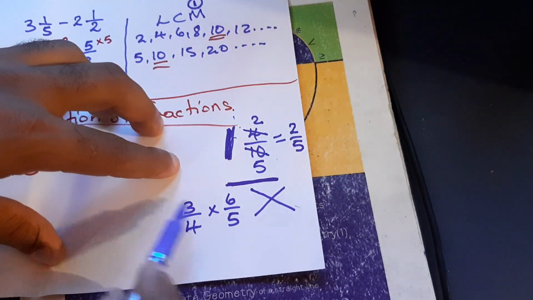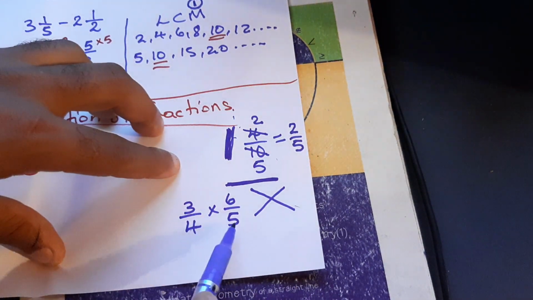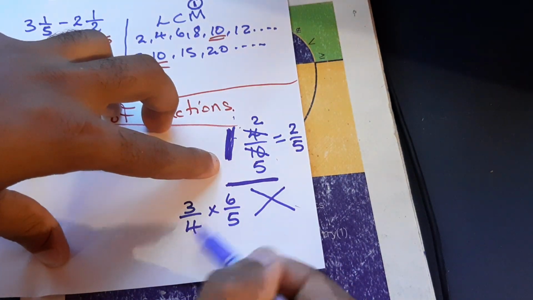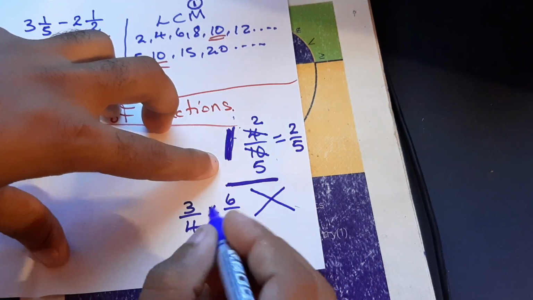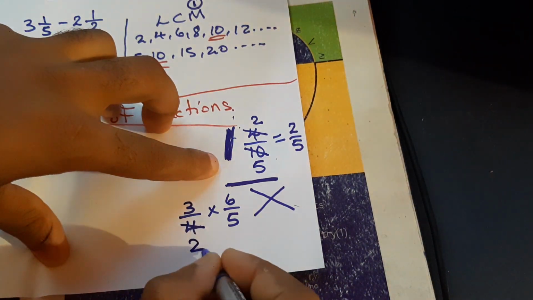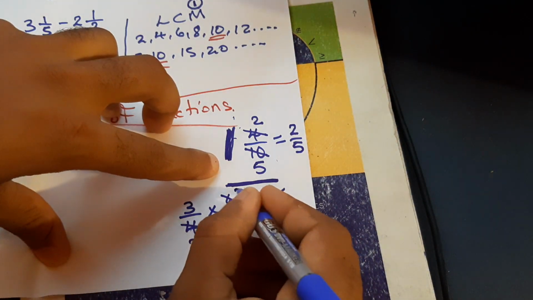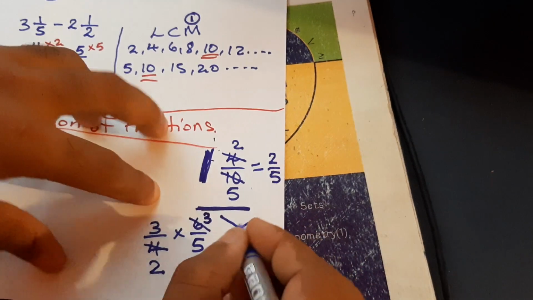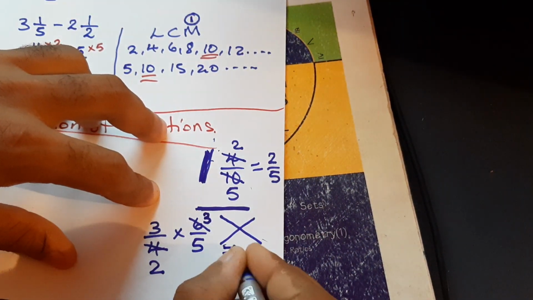So if we check 5 and 3, is there a number that can break 5 and 3 without leaving a remainder? No. 6 and 4, is there a number that can go into 6 and 4 without leaving a remainder? Yes, that's 2. So 2 into 4 goes 2, and 2 into 6 goes 3. So since I have already cancelled it down, I'm just going to go ahead and multiply. So I'm just going to write a little arrow here.